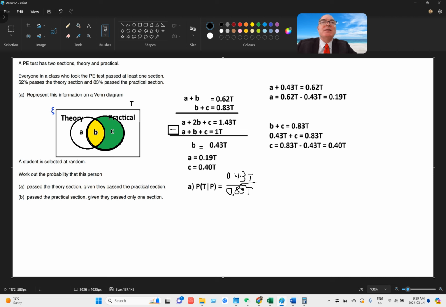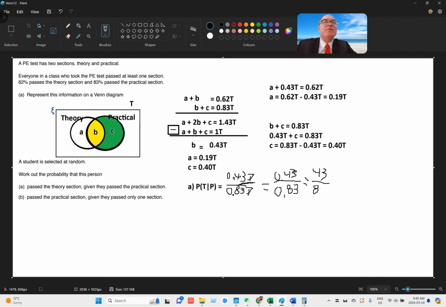Now, this is good news. I got T on the top and T on the bottom, so I'm fixing my fraction there. That cancels, and I'm left with 0.43, oh, this is messy, sorry, over 0.83. Now I'm going to use my calculator, but I don't want to use the decimals so many times. Multiply top and bottom by 100. I'm just trying to make this convenient for myself. We could say that's the answer, but that answer doesn't make a lot of sense.